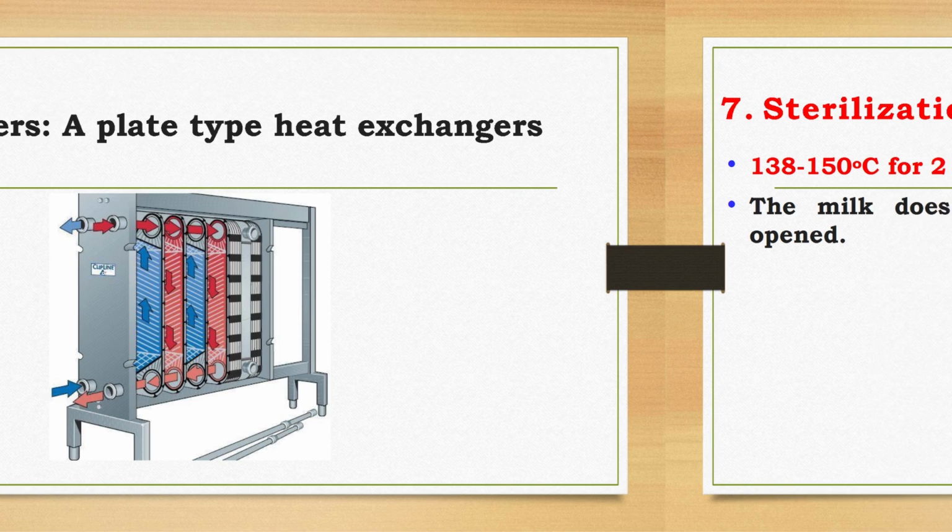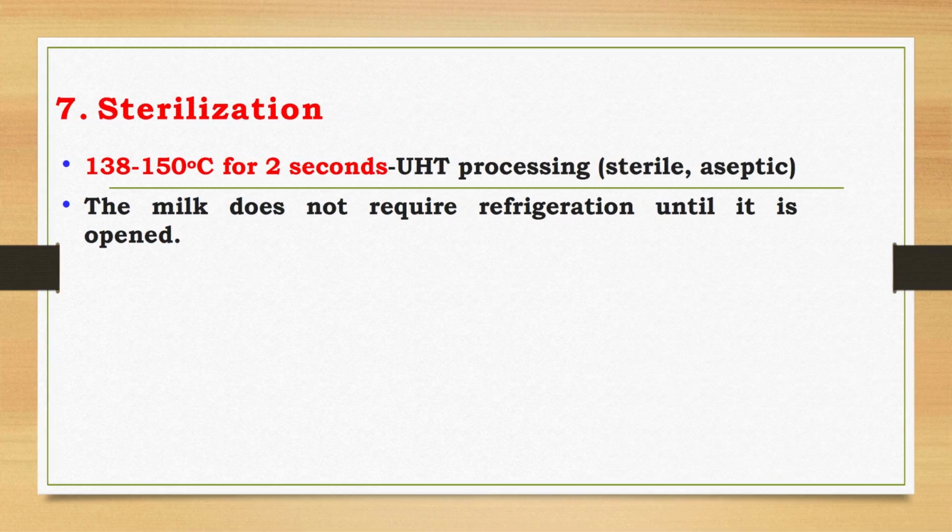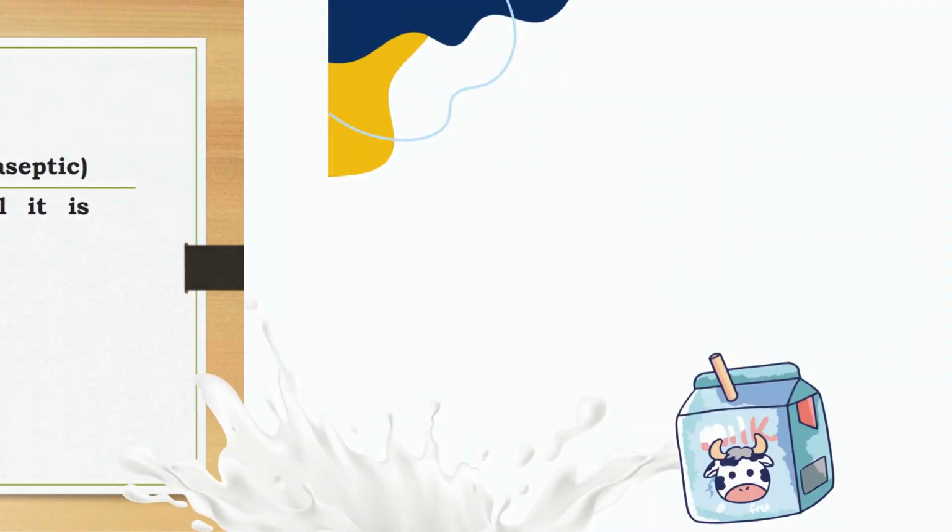Finally, let's touch on sterilization. This involves ultra-high temperature, or UHT, processing. The milk is heated to between 138 and 150 degrees Celsius for just 2 seconds. This process is sterile and aseptic. The great advantage is that UHT milk does not require refrigeration until the package is opened, giving it a very long shelf life. And that concludes our comprehensive overview of dairy processing technology.